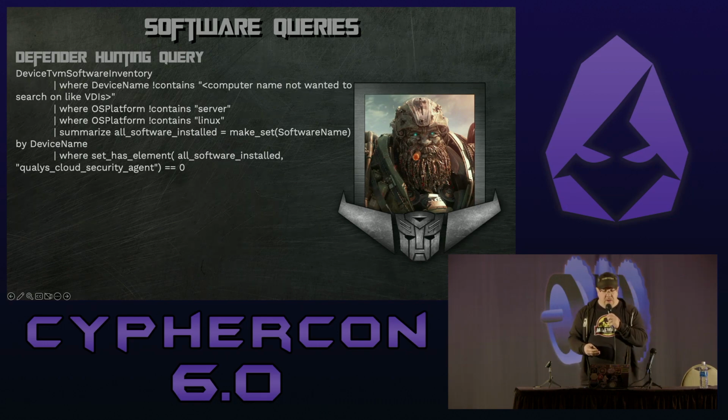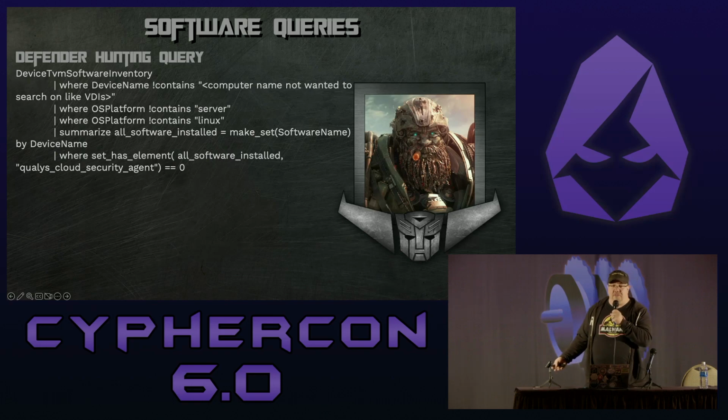Then I'm looking where the device name contains. In this case, we have some VDIs out there, and we don't want to include the VDIs, because that's a whole separate thing that's all brought off of master images. I'm not looking for anything that has a server operating system, so I've got the OS platform line there not containing server inside of it. That way I'm not having to type out server 2010, server 2019, server 2022, and so on.